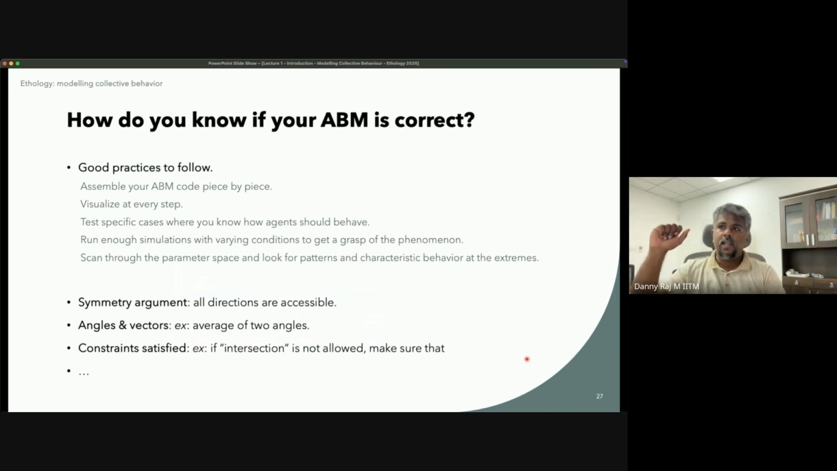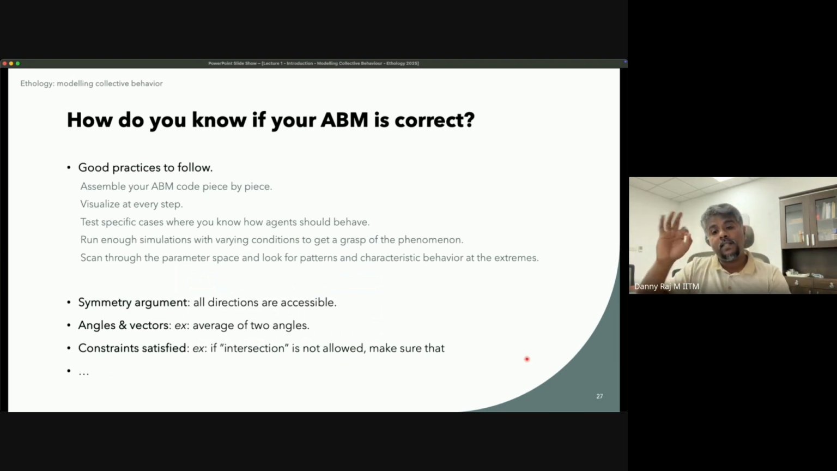And some aspects to keep in mind, some good practices to follow when you are writing your agent-based models, is to always assemble your agent-based model piece by piece, outer structure, inner structure, one by one, and visualize at each step, which means you have to write a visualization module which is fast and quick so that you can run it and visualize it as you run these simulations to make sure whether it's right. Then always good to test specific cases where you know how your agents should behave. Let's say when there's a repulsion and two guys have to repel each other, you put them to meet head on and see what's happening. When things have to be within an arena, check whether that's happening and things of that sort, right?